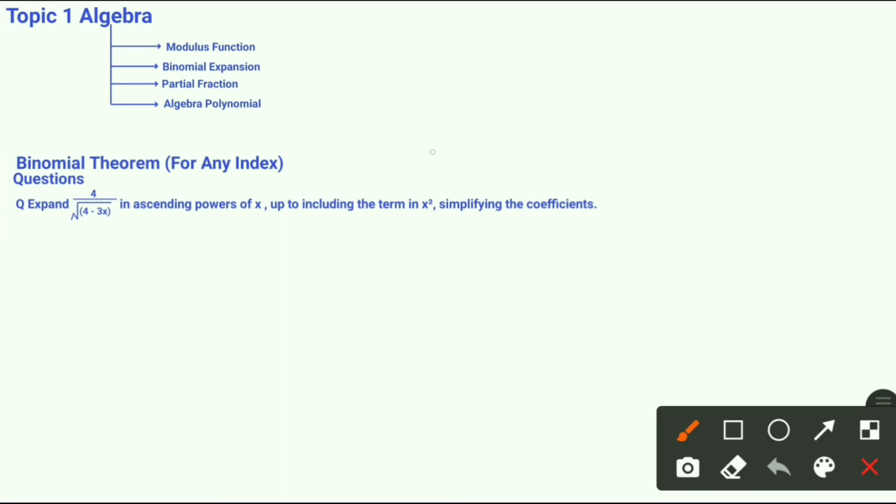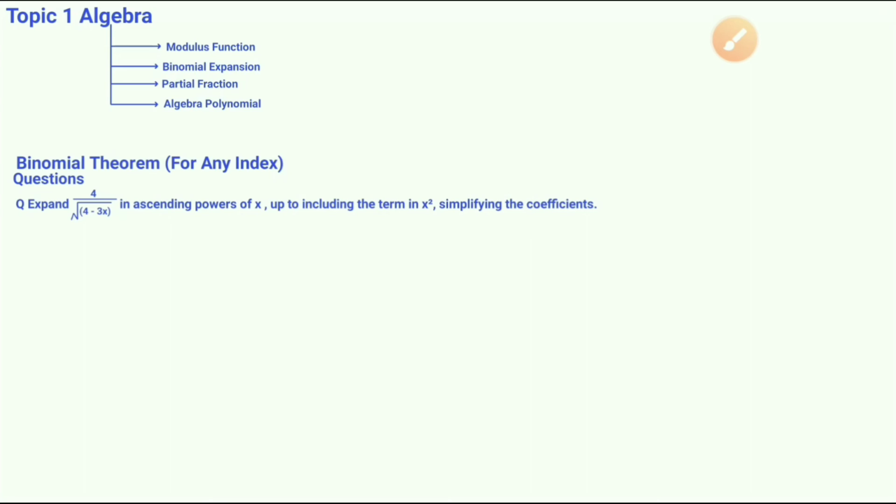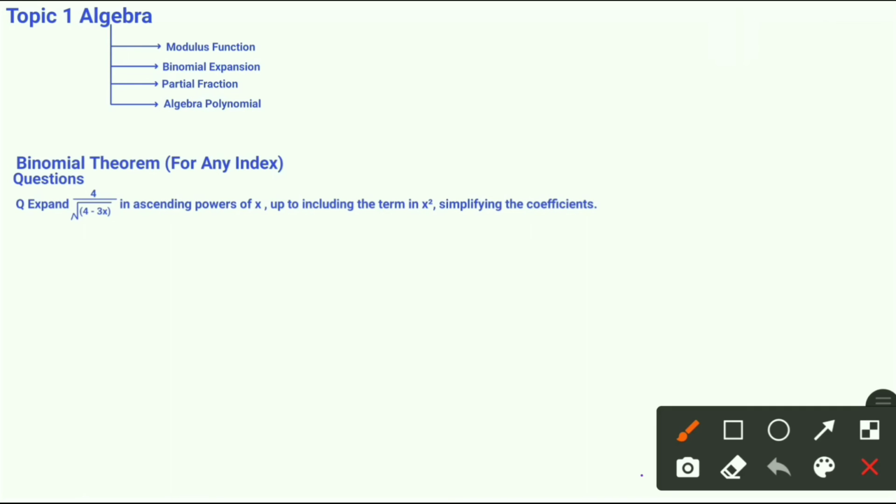Another question: expand 4 upon the square root of (4 minus 3x) in ascending powers of x up to and including the term x squared, simplifying the coefficients. So what we're going to do, first of all let me write it down. 4 multiplied by 1 upon (4 minus 3x) to the power of 1 upon 2. This is the equation, and right here this 4 needs to be changed to 1 in order for the binomial theorem to apply. So let's do that.